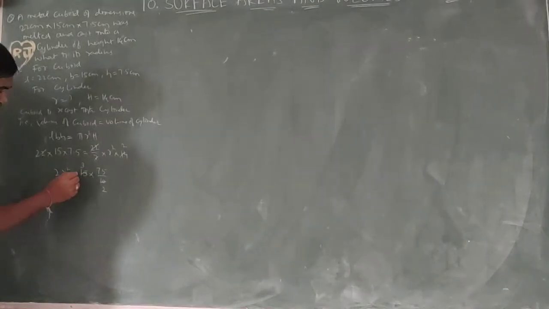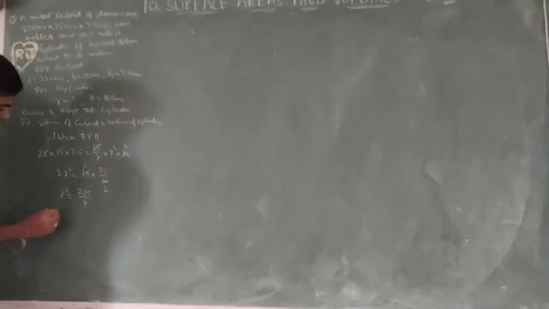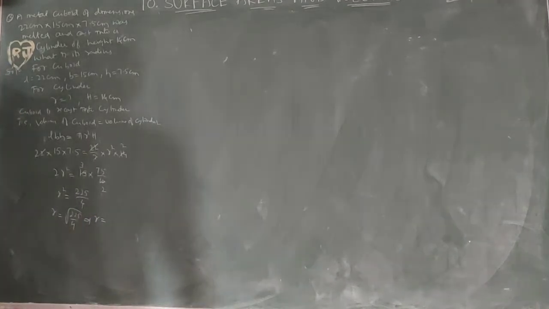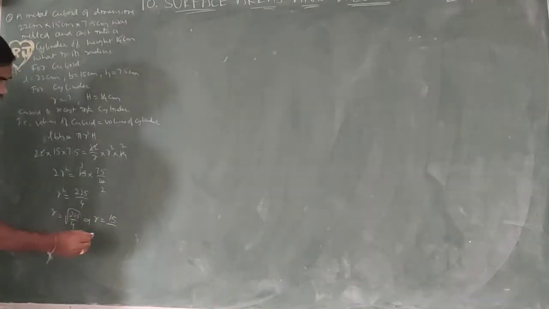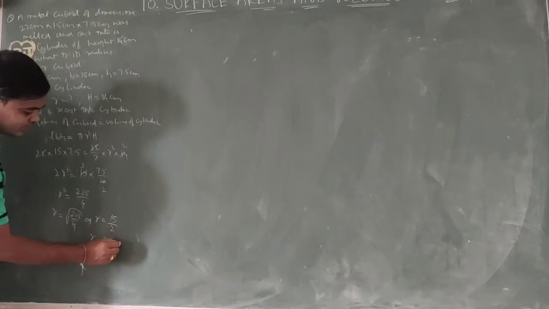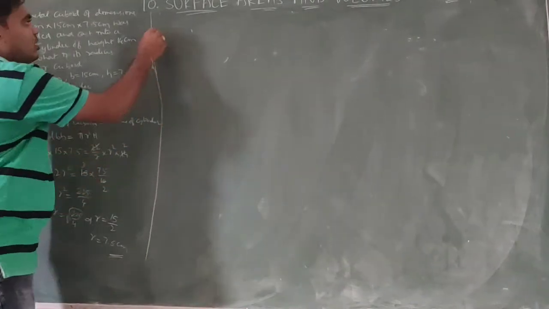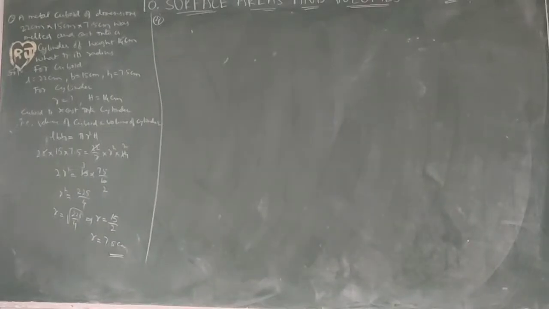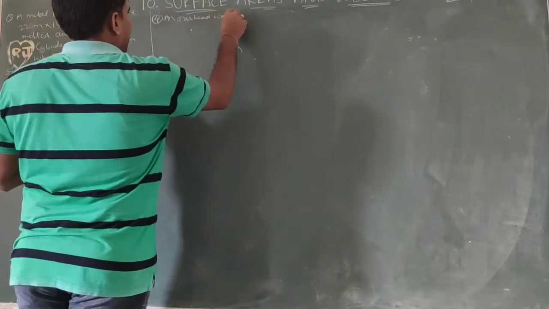R square equal to 3 into 75, 225 by 2 into 2, 4. R equal to root of 225 by 4 implies R equal to root 225 by 2. 225 is square of 15. So R equal to 7.5 centimeters. So this is the required radius. Solution. Next question number 4. Fourth question is an overhead water tanker.